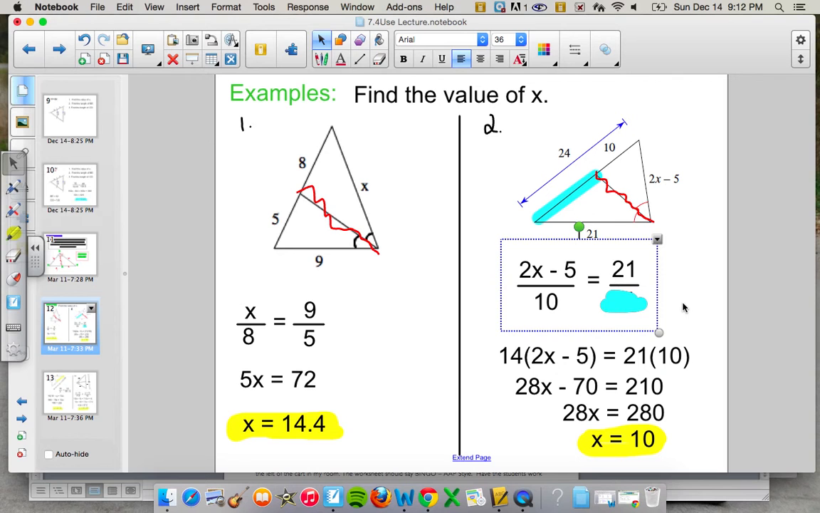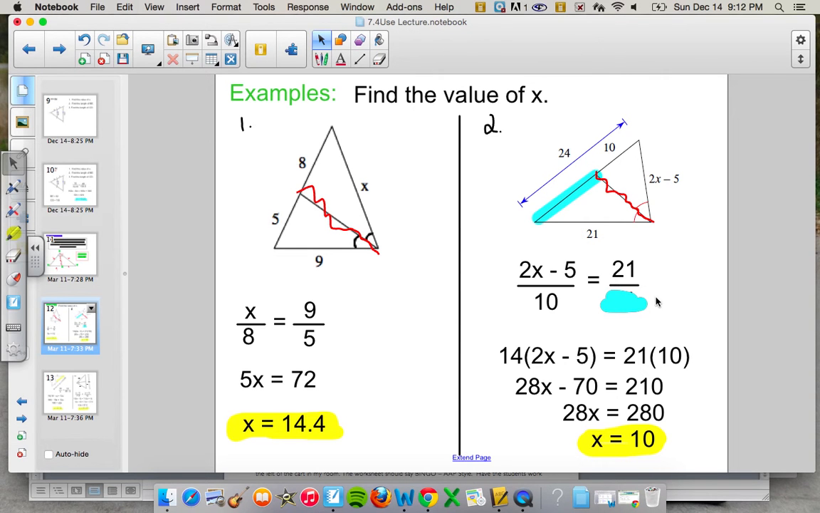When you do that, you are going to get 14. So we're going to put 14 right here for that blue side length, and then we can finish up our proportion. It would be 21 over 14. Cross multiply, and when you cross multiply and get x by itself, you're going to get x is equal to 10.